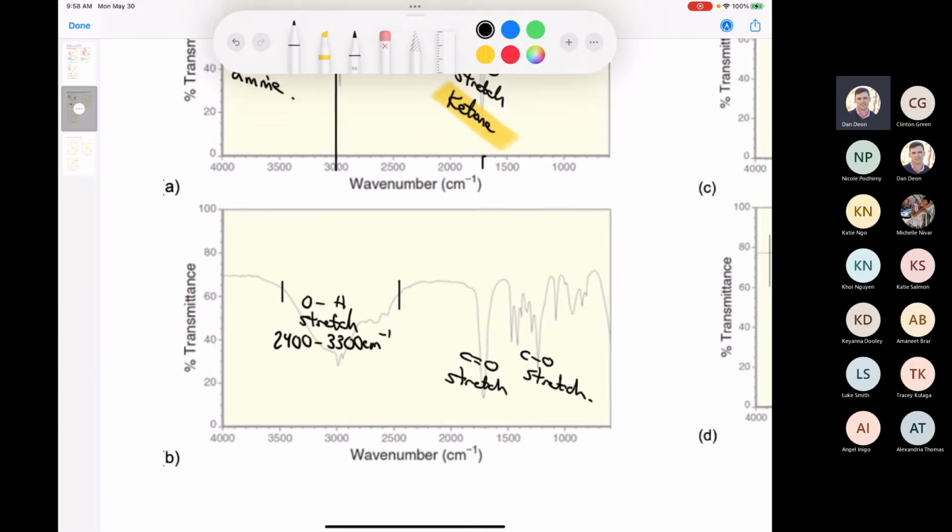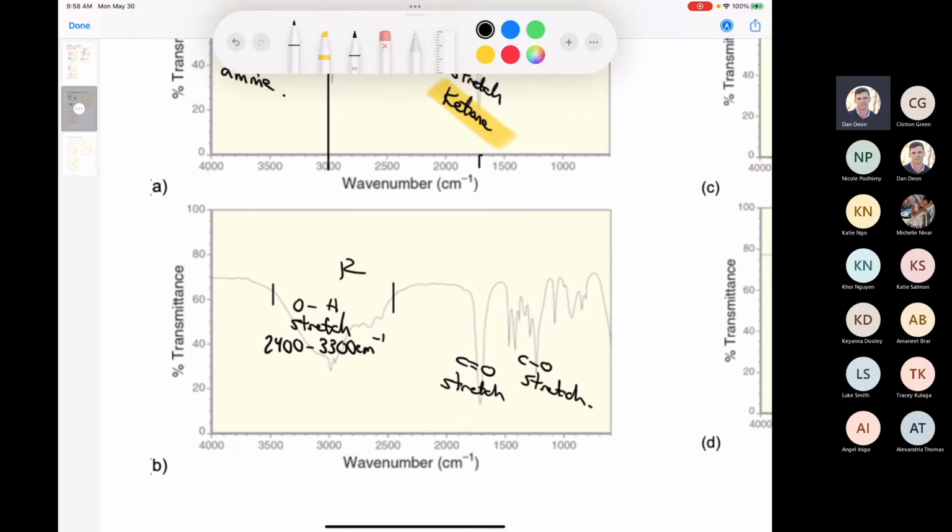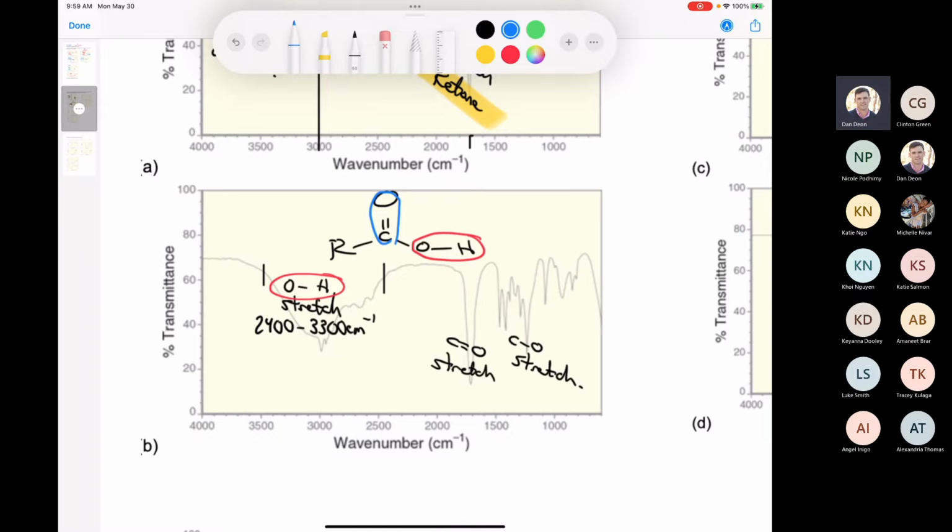And if you're still unsure as to what I'm talking about, if we draw a carboxylic acid, the whole functional group, like this, this is the oxygen-hydrogen stretch. This is the carbonyl. And then this is the carbon-oxygen stretch here.